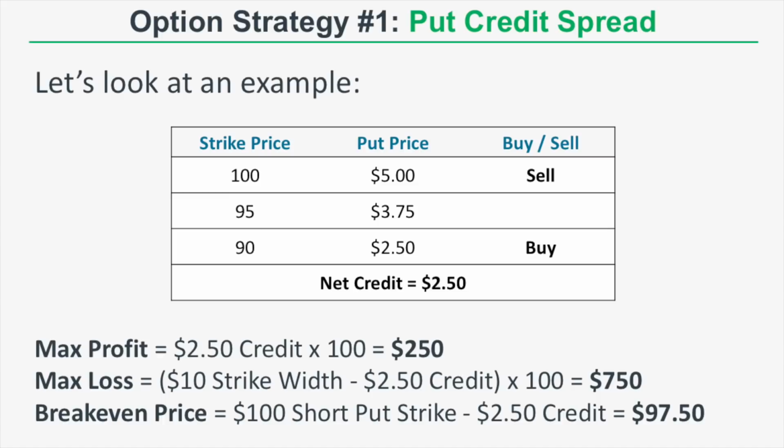and the maximum loss potential is $750 because we have a $10 wide put spread and we collected $2.50. So $10 minus $2.50 times 100 is $750. Now our break-even price is the short put strike price of 100 minus the $2.50 credit, which comes out to $97.50. So that means that if the stock price is right at $97.50 at expiration, we won't make or lose any money. Now if the stock price is above $97.50 at expiration, we will make money on this strategy.